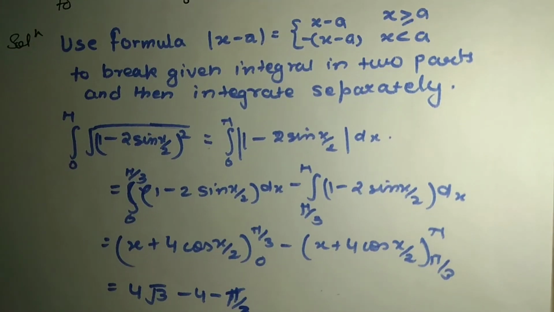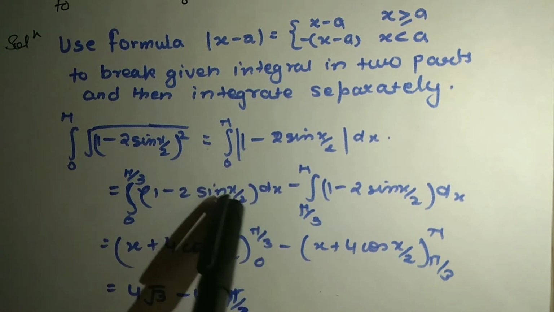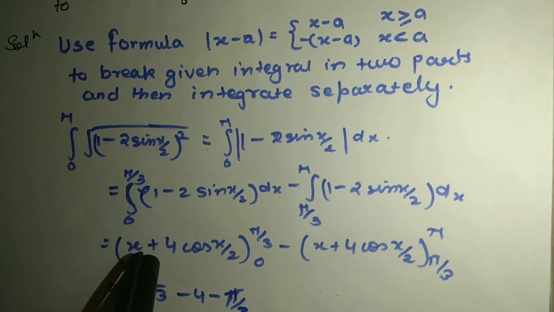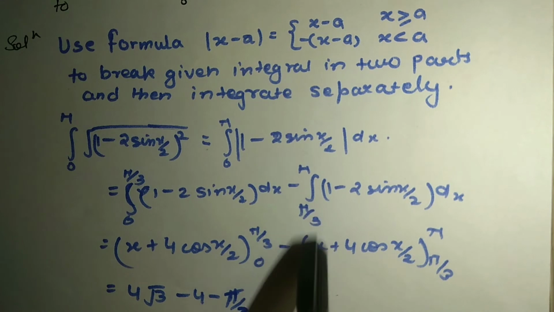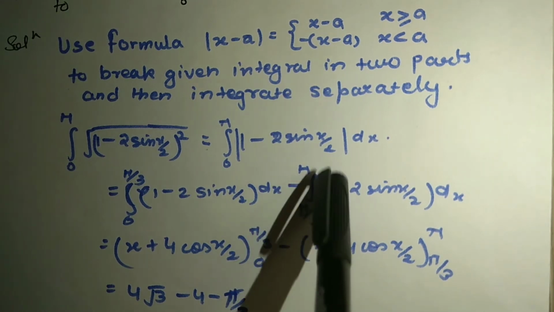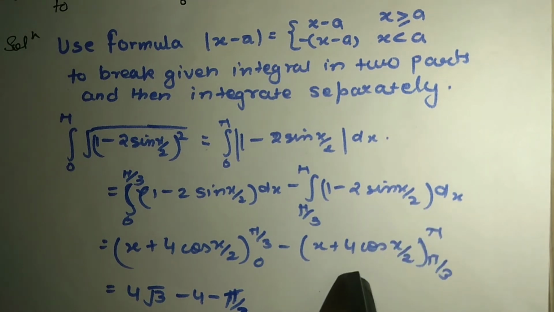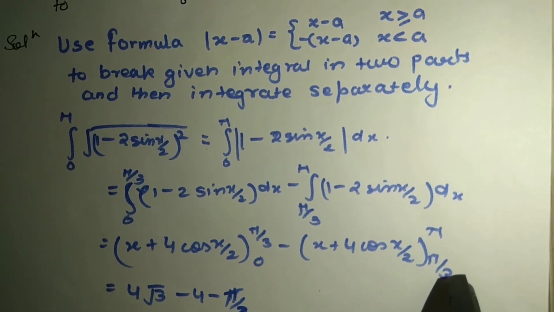Further, by integrating 1, we will get x, and minus 2 sine x by 2, when it gets integrated, will be equal to 4 cos x by 2, minus of 4 cos x by 2, and minus becomes plus, integrated from 0 to pi by 3. Same again here: minus of this integration, 1 will be x, and minus 2 sine x by 2 will be 4 cos x by 2, integrated from pi by 3 to pi.